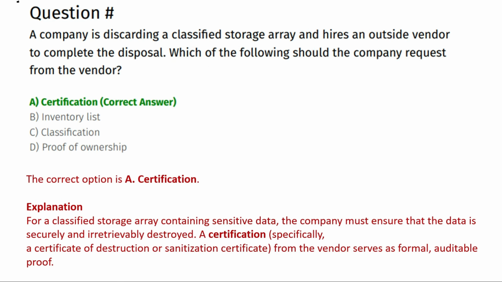The next question is, a company is discarding a classified storage array and hires an outside vendor to complete the disposal. So which of the following should the company request from the vendor? Option A, certification. Option B, inventory list. Option C, classification. Option D, proof of ownership. And the correct answer for this question is option A, certification. So let's check the explanation.